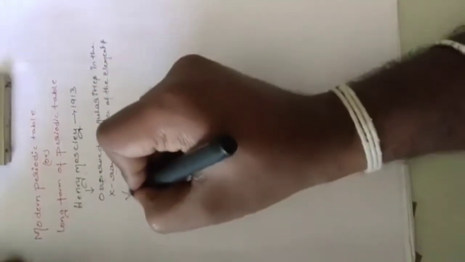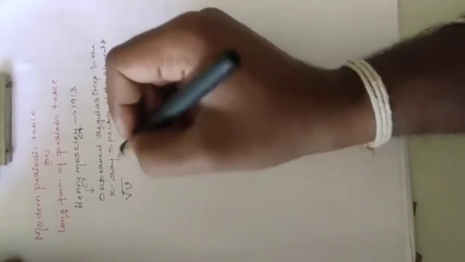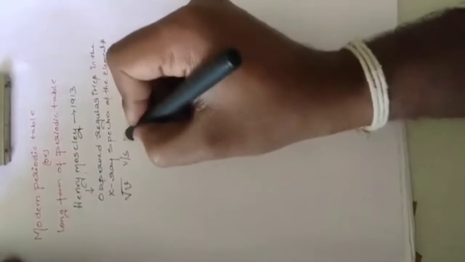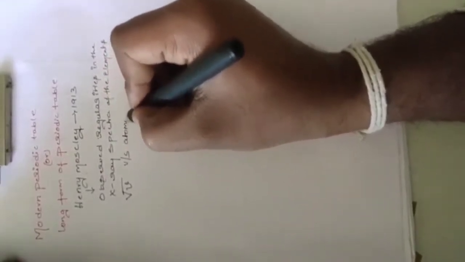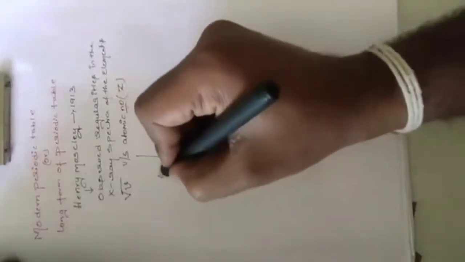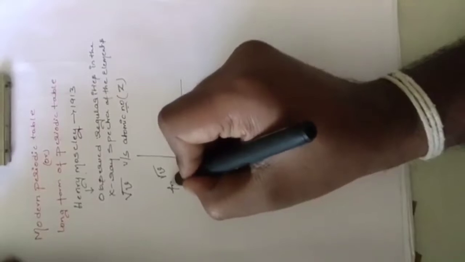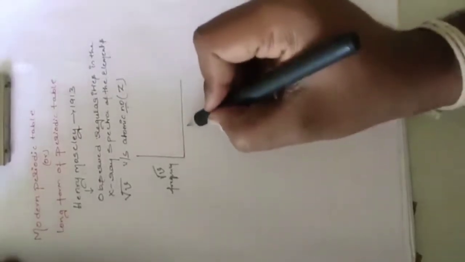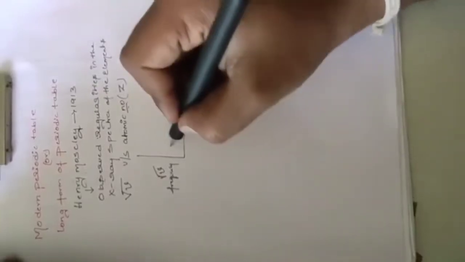He plotted the square root of the frequency, root nu, against the atomic number, that is Z. If you write a plot, you see it gives a straight line. Now, what does Mendeleev's periodic table give?